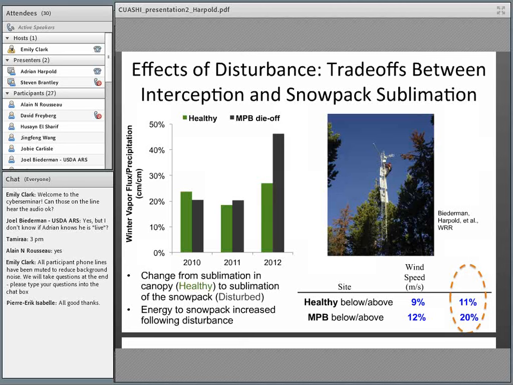We also see changes in shortwave radiation. That orange dotted box is highlighting it, but the label was deleted in a transformation error. We're observing higher ratios of shortwave radiation under the canopy in our disturbed sites. So kind of what we expected, wind speed is slightly going up, as is shortwave radiation, and as a result we're seeing relatively similar vapor fluxes in our healthy and disturbed sites.